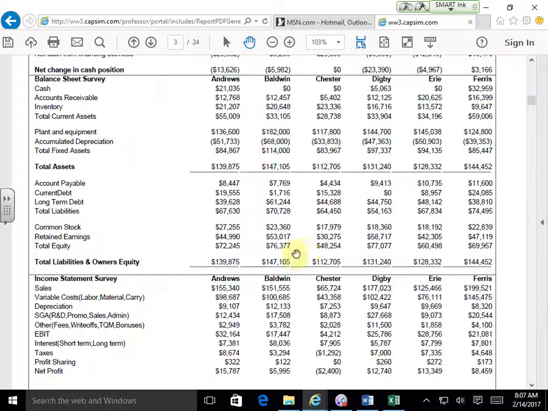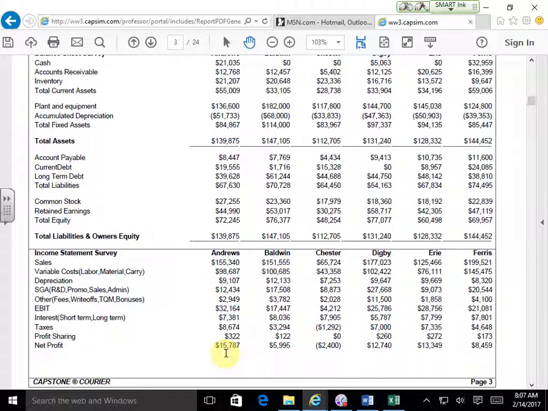And their income was 15,787,000, right? 15,787.